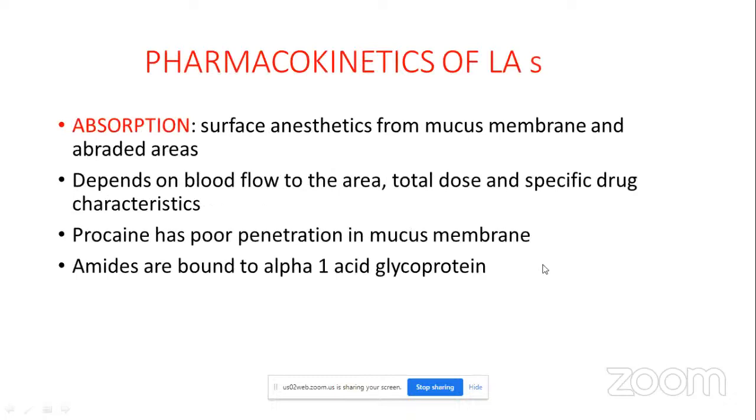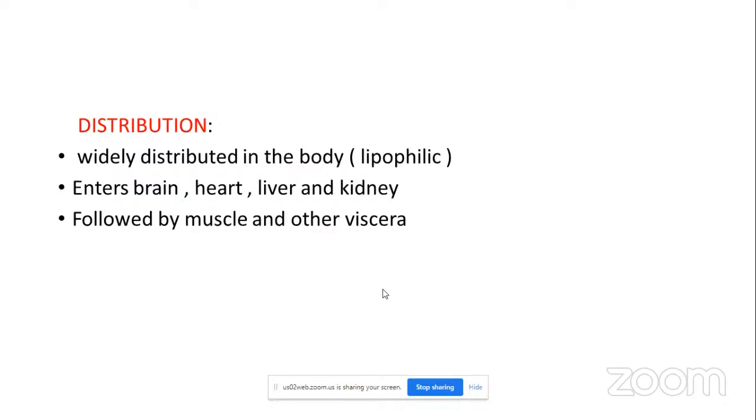Coming to pharmacokinetics of local anesthetics, initially absorption. Surface anesthetics get absorbed from mucous membrane and abraded areas, depending on blood flow to the area, total dose and specific drug characteristics. Procaine has poor penetration in mucous membrane. Amide group local anesthetics are bound to plasma protein, as I told, alpha 1 acid glycoprotein, which causes longer duration of action. Distribution: local anesthetics get widely distributed in the body as they are lipophilic, entering brain, heart, liver, and kidney, followed by muscle and other viscera.